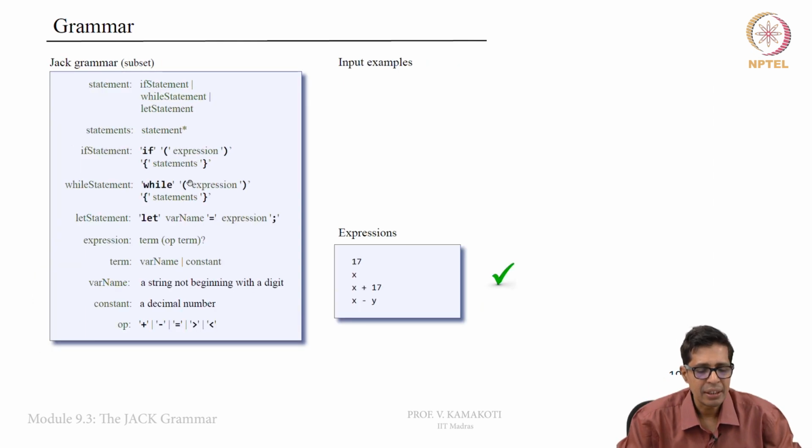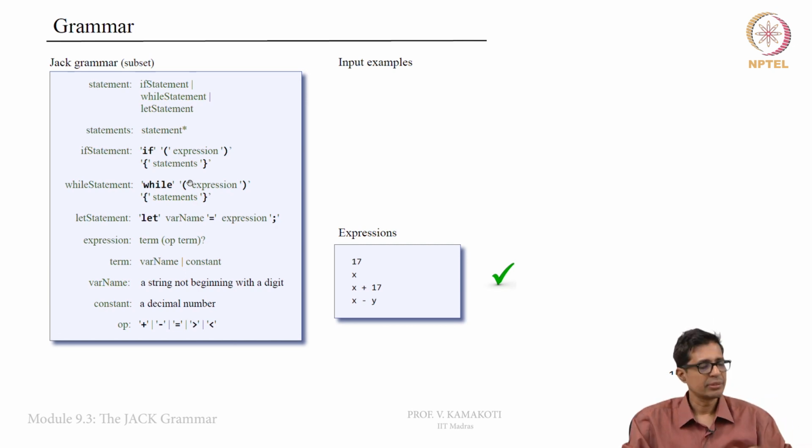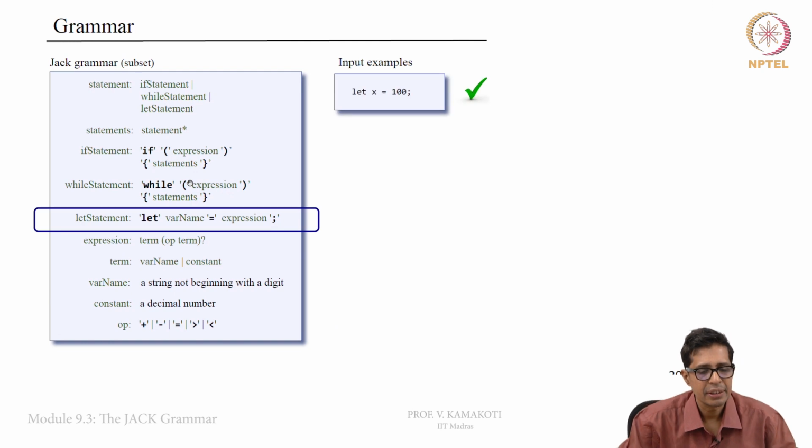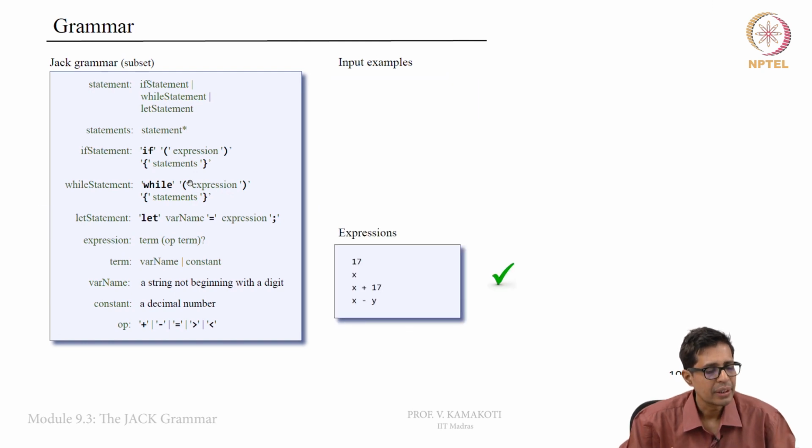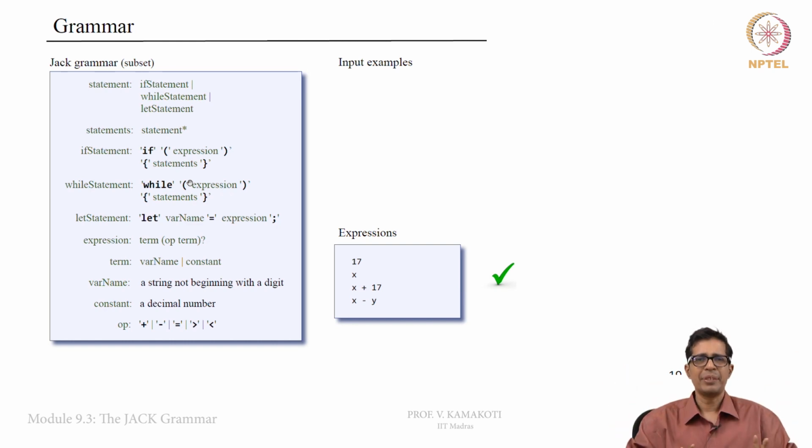Now the grammar for Jack basically has these 4 plus 4, 8 plus 2, 10 rules, right? And what are those rules? So as we see, a program is a collection of statements, right? It's a collection of statements.